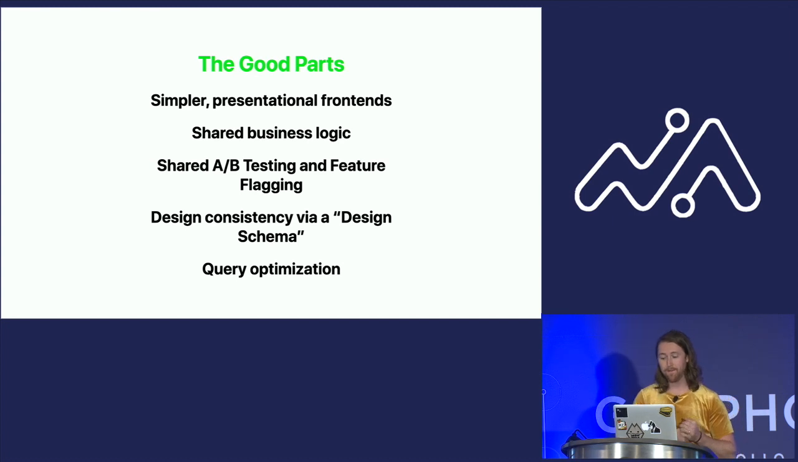We get shared A/B testing and feature flagging. So we can flip on an A/B test, and it rolls out across platforms without changes, as long as they have the components implemented. We get design consistency with our component libraries. And we can do some optimizations on the server that they couldn't do on the front ends.